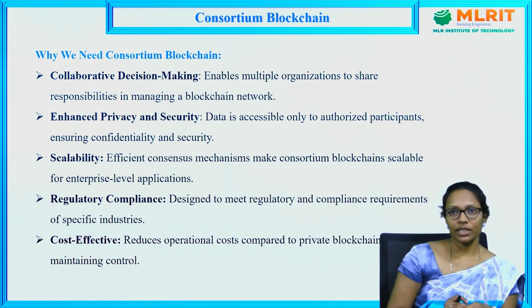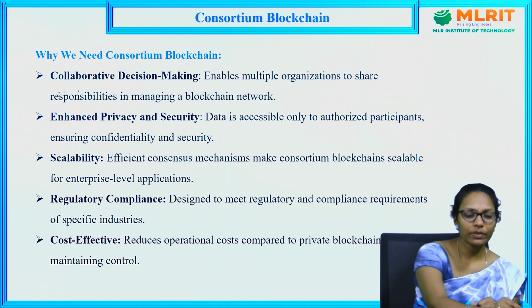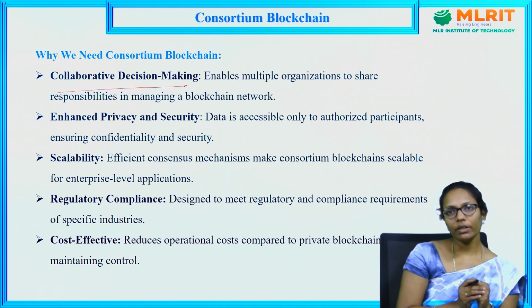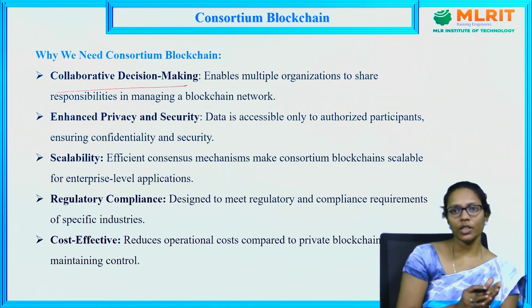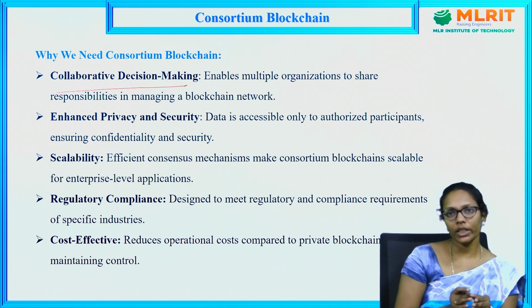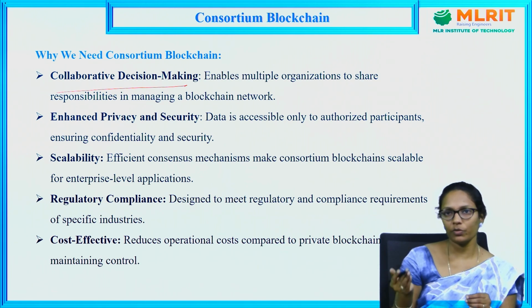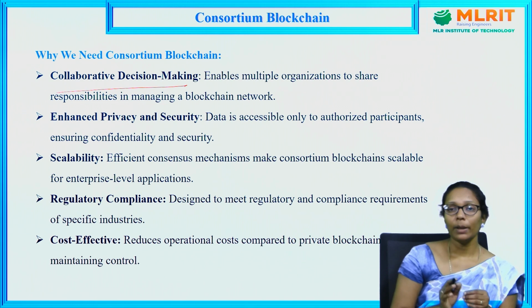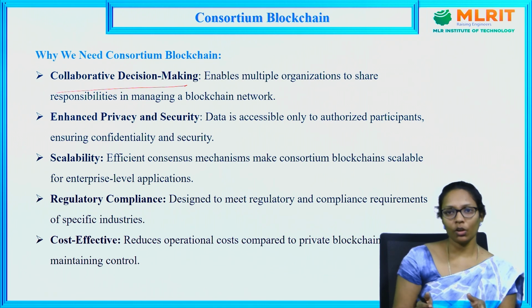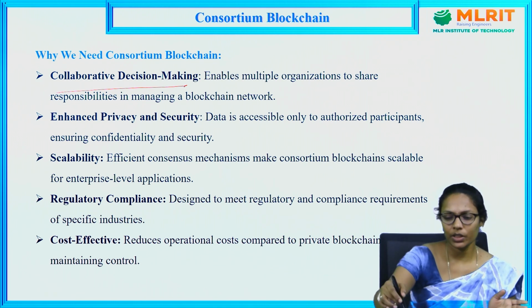So why do we need this Consortium blockchain? Collaborative decision making. If it is centralized, only the central person or central authority will take the decision. If it is a public blockchain, anyone can take the decision, the majority of people, or based on the consensus mechanism you are following, like proof of stake or proof of work. But here we are involving multiple organizations to take the decision. For example, if I apply this to our college, our college has two branches, MLR IT and ITM.